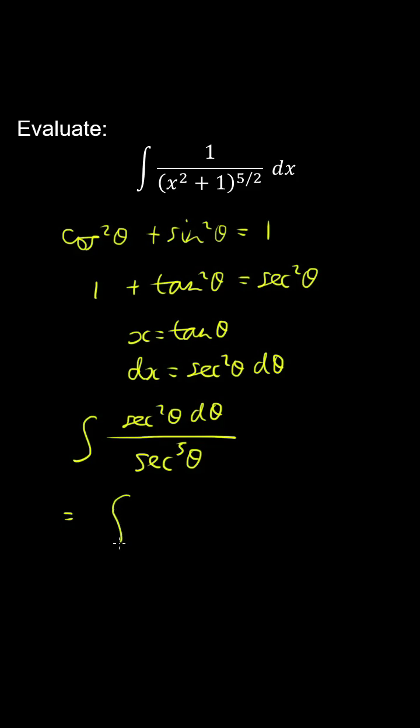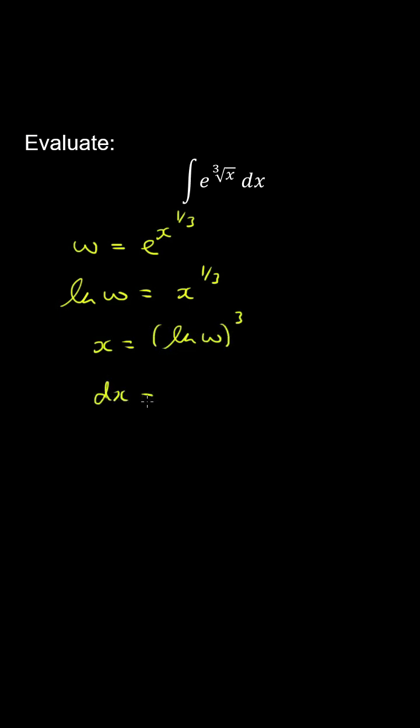So this simplifies to 1 over sec cubed theta, which is the same thing as cosine cubed theta, or cosine squared theta by cosine theta d theta. And now you can substitute for cosine squared theta using this trig identity, and then use u substitution to evaluate the integral. Substitute back for theta and post your answer in the comments.